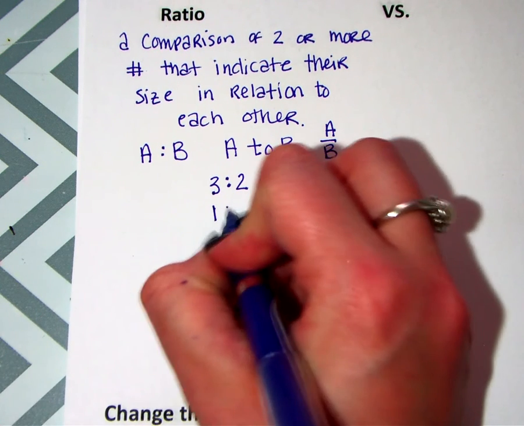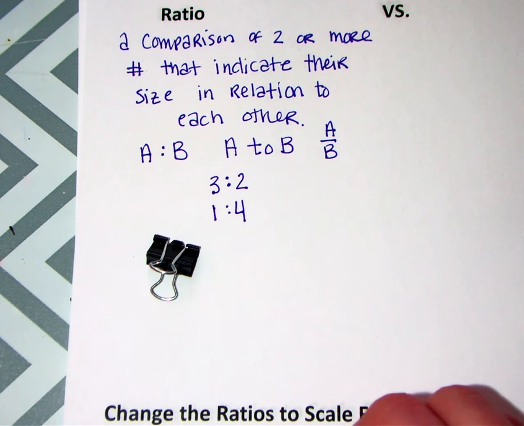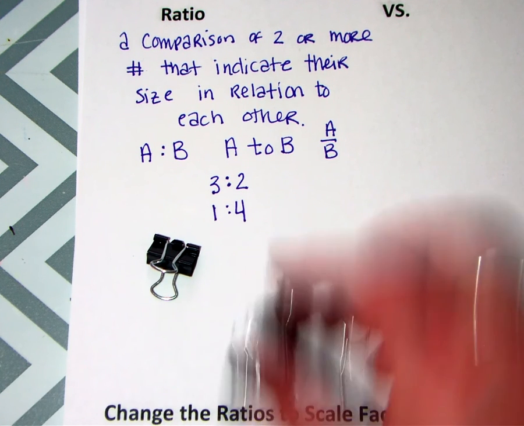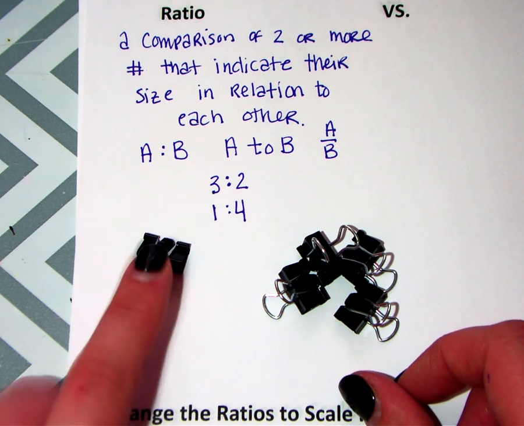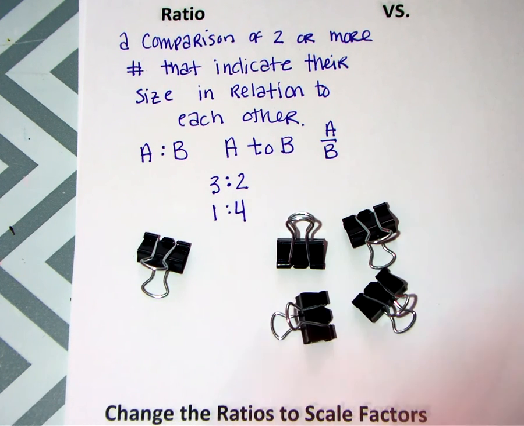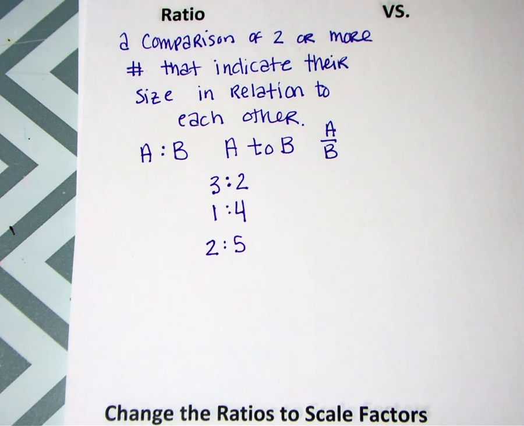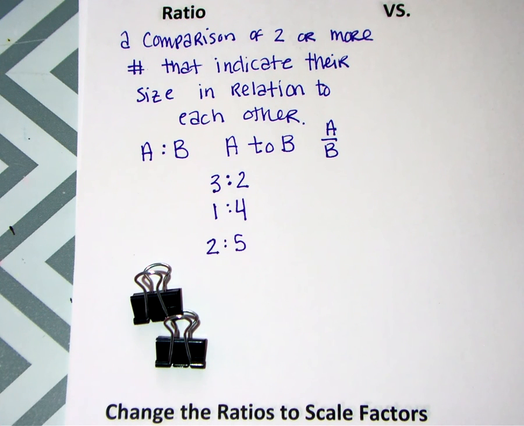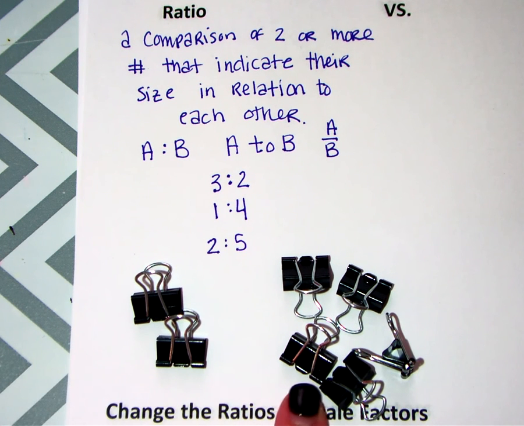Let's try another one. Let's try 1 to 4. A 1 to 4 ratio would mean for every 1 binder clip that I have, the other person has 4 binder clips. Okay, let's try another. 2 to 5. This means for any 2 binder clips that I have, the other person has a total of 5 binder clips. A 2 to 5 ratio.